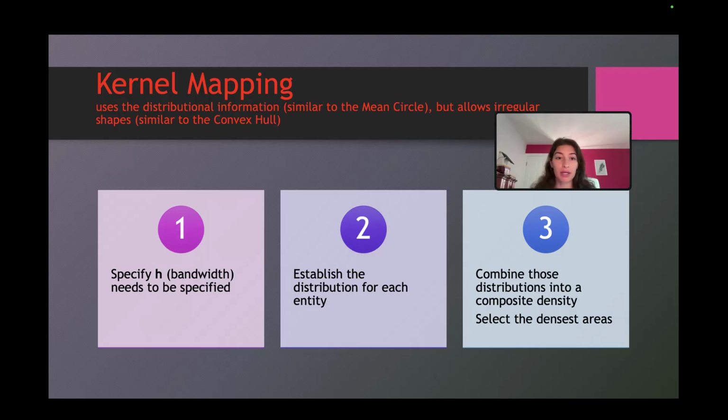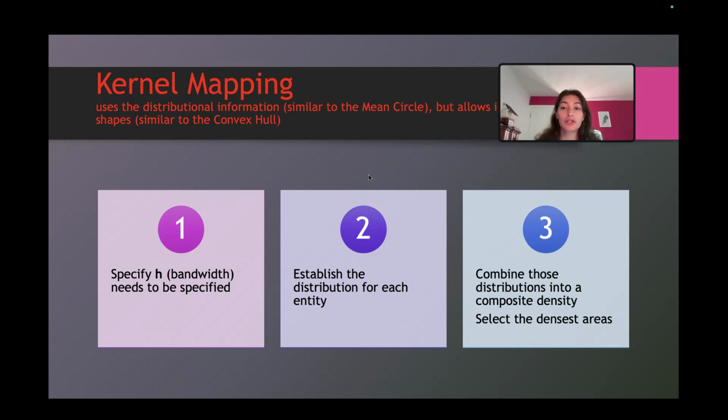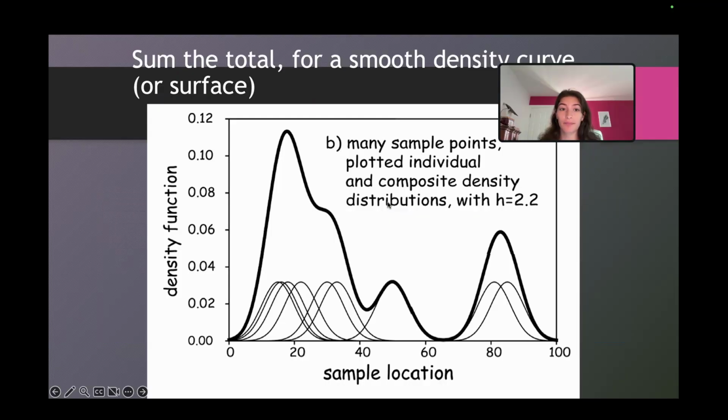Then we have kernel mapping. So this is going to use distributional information, which is similar to the mean circle approach, but it allows irregular shapes that are similar to that convex hull. To do kernel mapping, you specify the bandwidth, you establish the distribution for each of those entities, and then you combine those distributions into a composite density to select what the densest areas are.